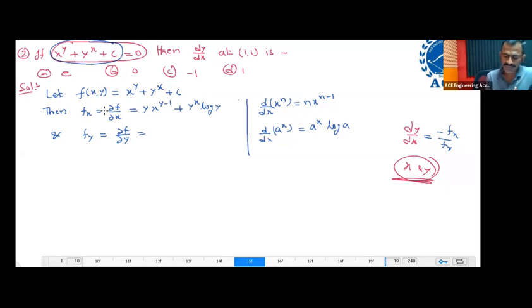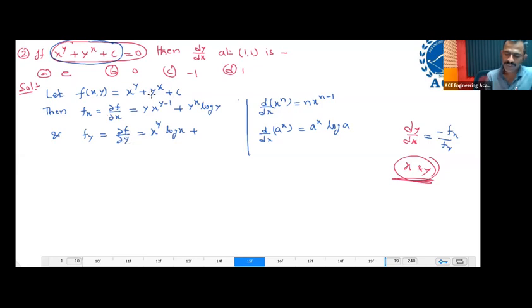Similarly, we can find the fy only. Differentiate f partially with respect to y. When you are differentiating f with respect to y partially, we treat the other variable x as constant only. Sorry, we are doing it with respect to y. In the very first term, the base is constant, the power is variable. Then use the second formula. That is x power y into log x plus.